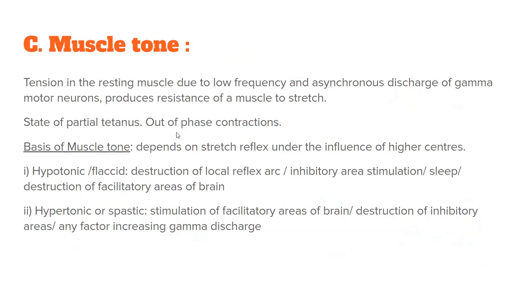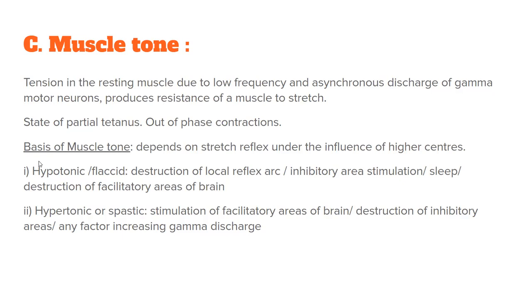Now, a little bit on the muscle tone. There is a continuous asynchronous gamma discharge happening. This is that minimal tension that we develop when we stretch a muscle. That is caused by this. It's the resting tone of the muscle. The tension in the resting muscle, due to low frequency and asynchronous gamma discharge to motor neurons, produces resistance of the muscle to passive stretch. It's otherwise called the state of partial tetanus, and they are basically out of phase contractions. It does not reach a threshold which causes significant contraction of the extrafusal fibers.